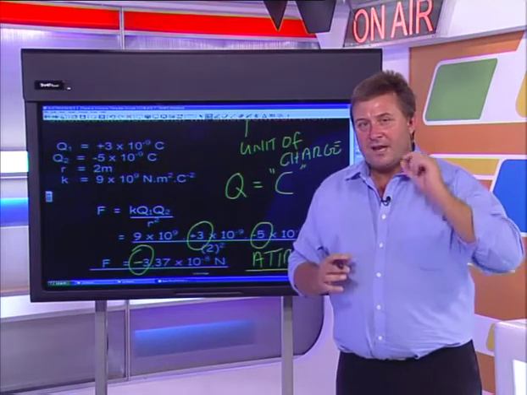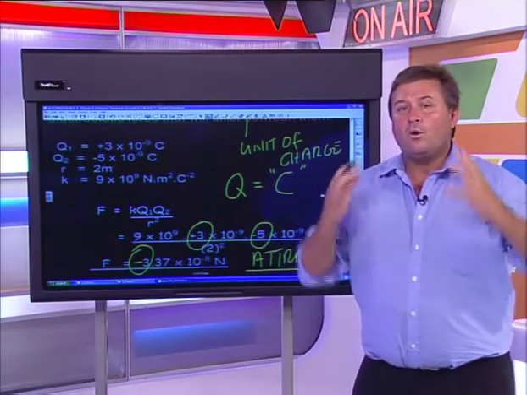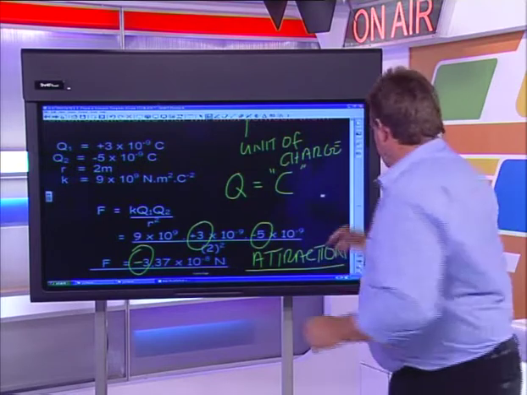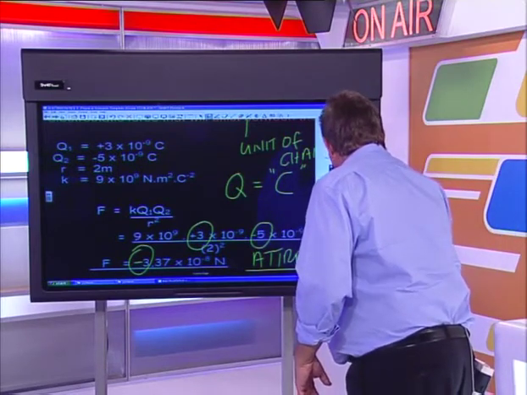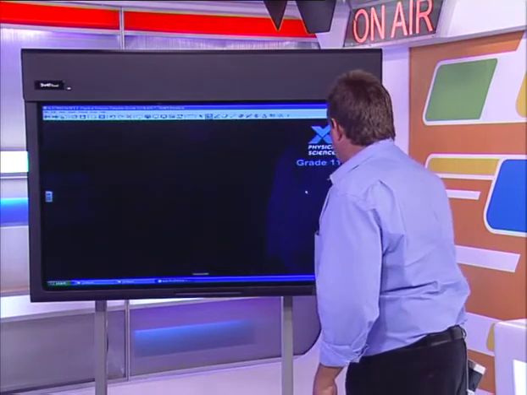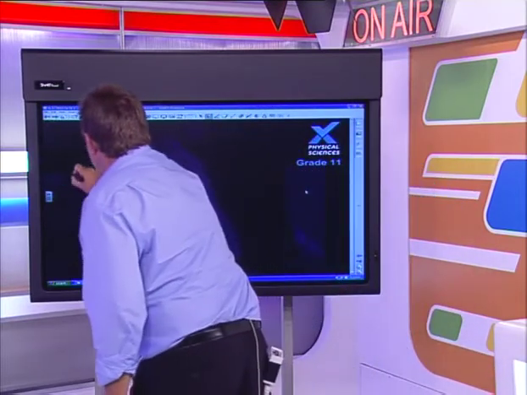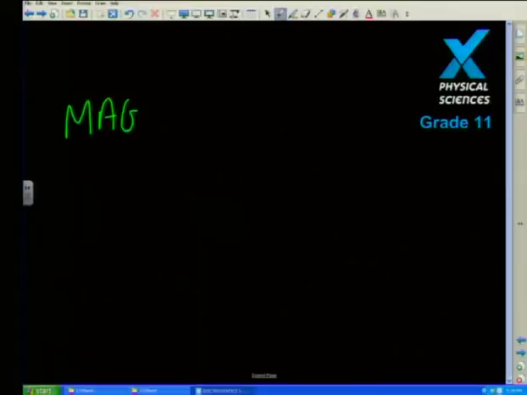So what I want to quickly have a look at is what is called orders of magnitude of charge. I'm going to bring up a blank sheet, which I put in over here. All right, and we're going to talk about magnitude of charge.